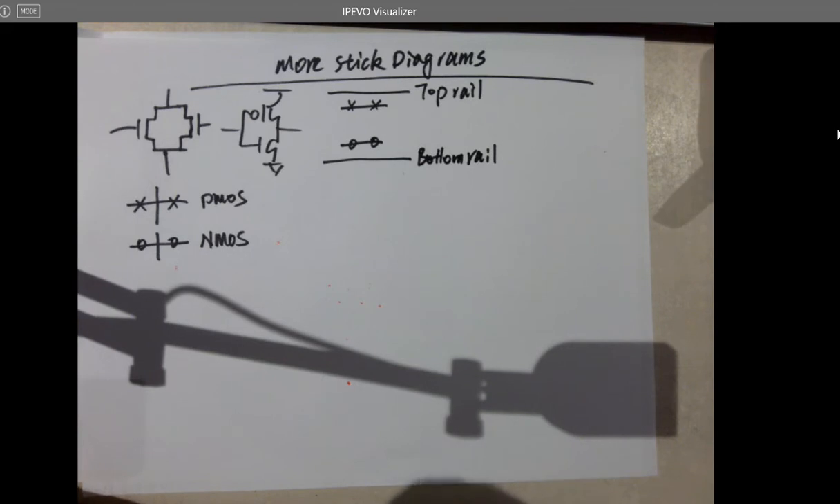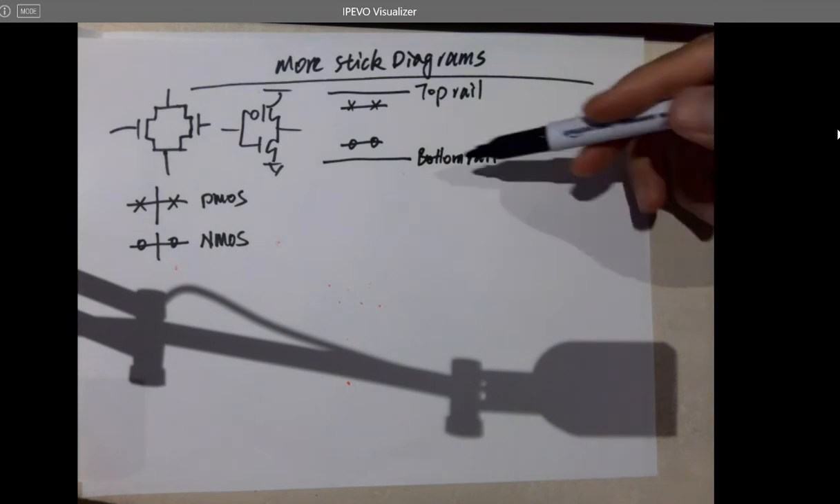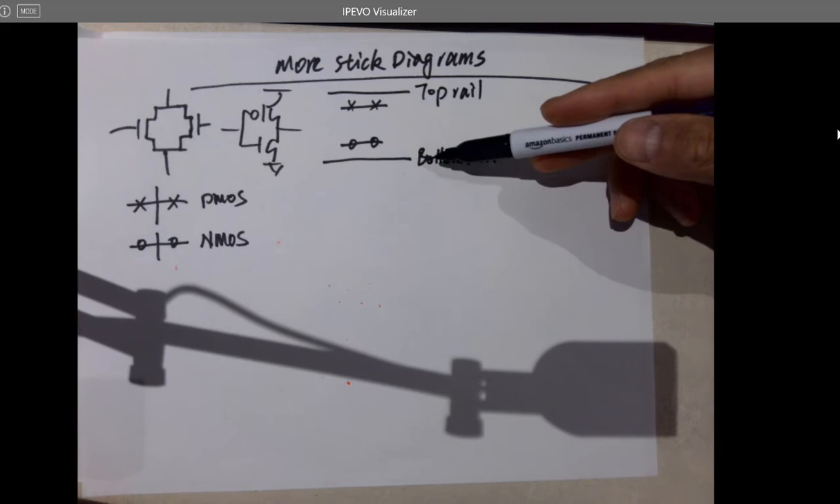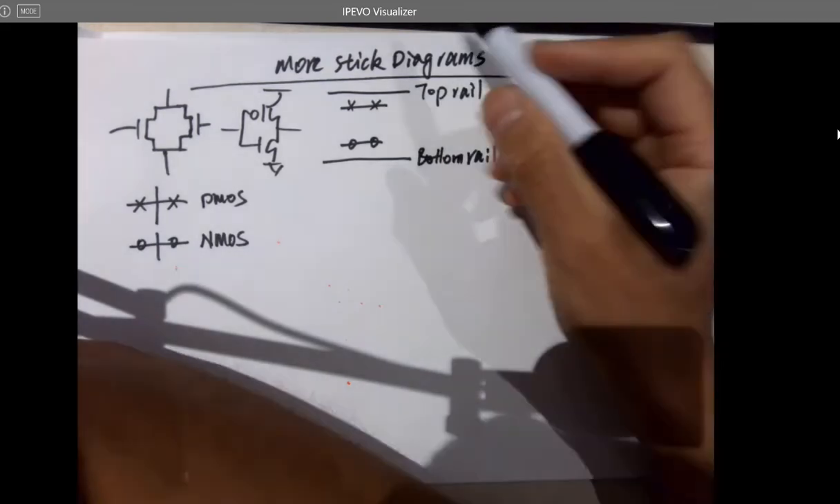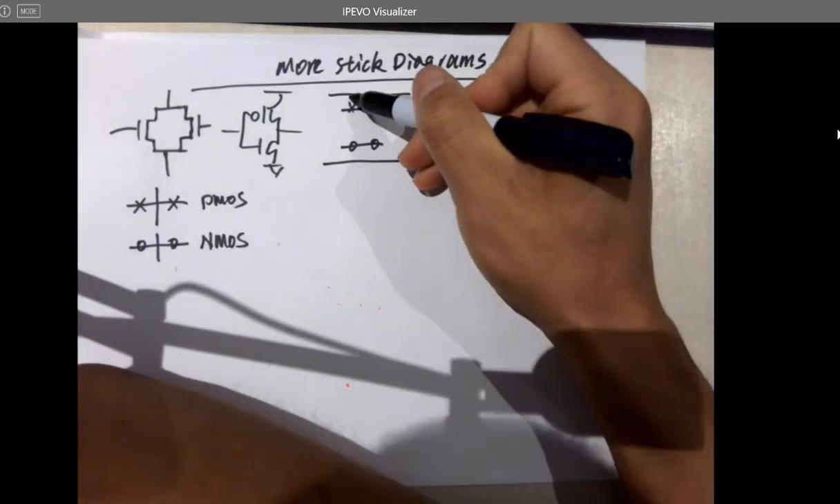Because PMOSes are good at passing ones and NMOSes are good at passing zeros, right? So that's why you have complementary MOSFETs for the circuit. So all the PMOSes are being laid out on the top and all the NMOSes are being laid out at the bottom, because the bottom rail is the ground rail, ground line. Introduce the wire here.